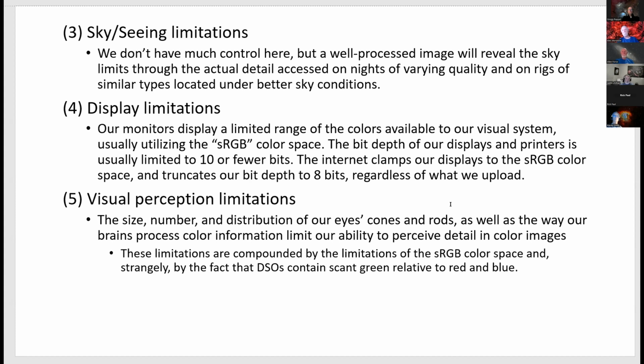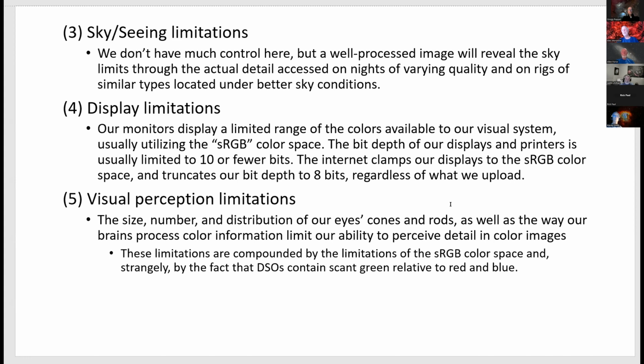And then there are visual perception limitations. The number, size, and distribution of cones and rods in our eyes is limited, and the way our brains process the data that those cones and rods capture is limited, and it limits our perception of detail in images. And these are compounded, of course, by the limited color spaces we work in.